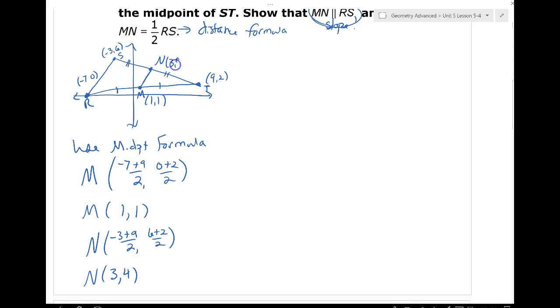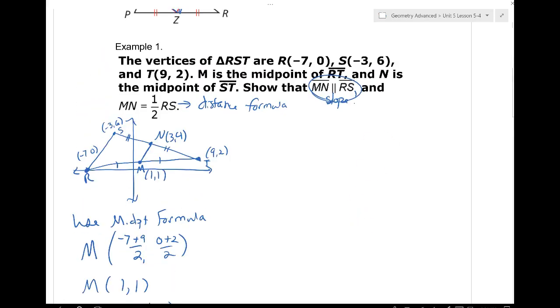So right here at 3, 4. All right, so now do I have enough information to start doing what I need to do? All right, let's do one thing at a time. Let's show first that they're parallel to each other. Remember, I want to show that MN is parallel to segment RS. So I just got to calculate the slope of both of them.